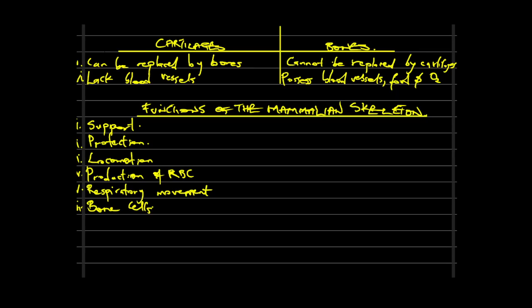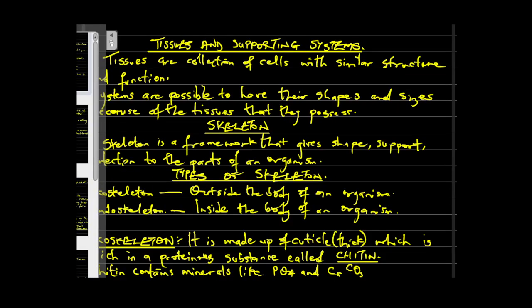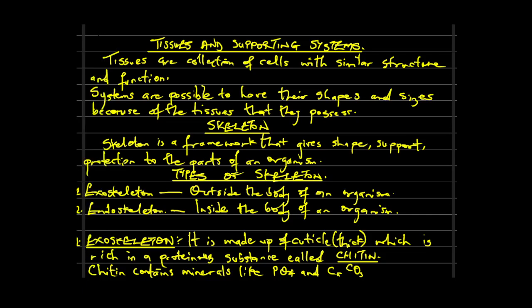So that is how far we'll be coming today. If we have to do a quick recap of all that we have talked about, the first thing was tissues and supporting systems. We said tissues are a collection of cells with similar structure and function. Then we talked about the systems being possible to have their shape and size because of the tissues that possess them.